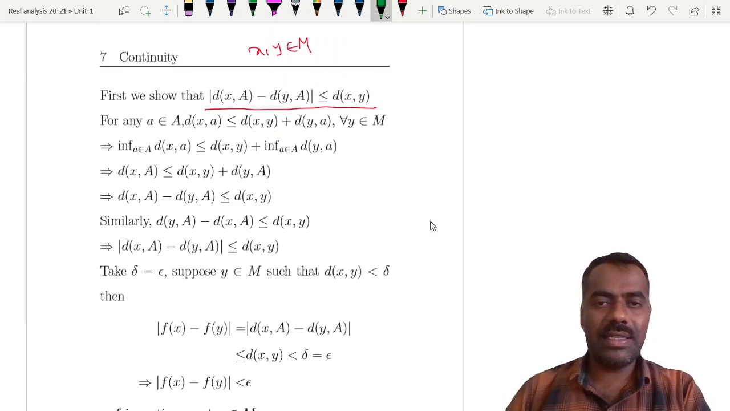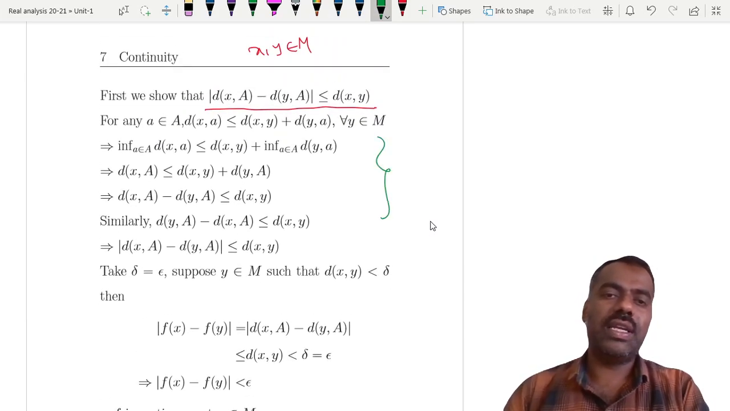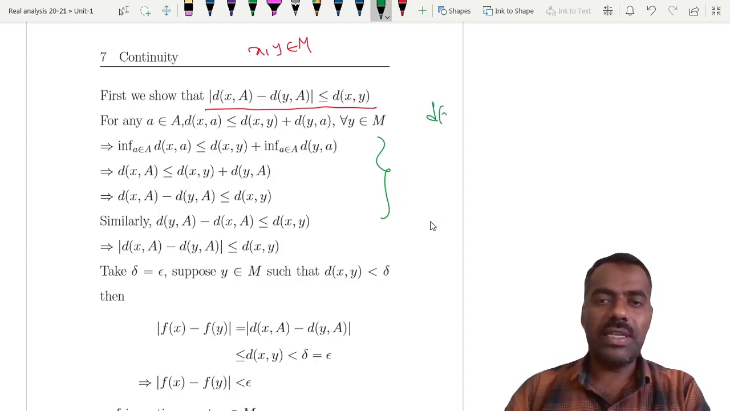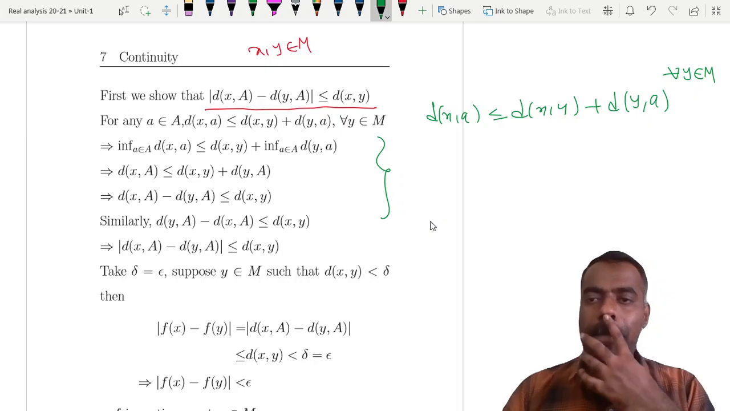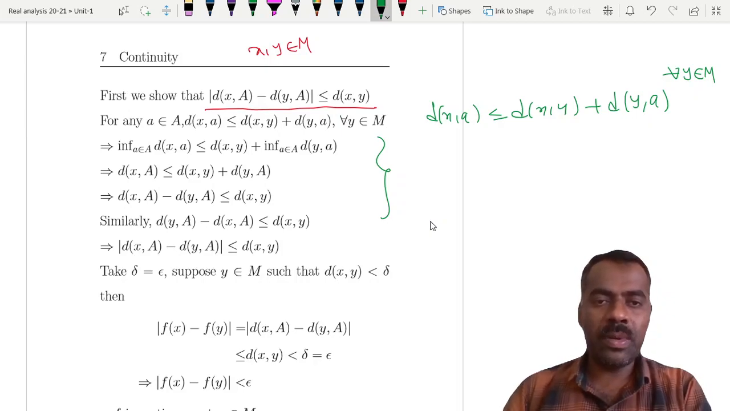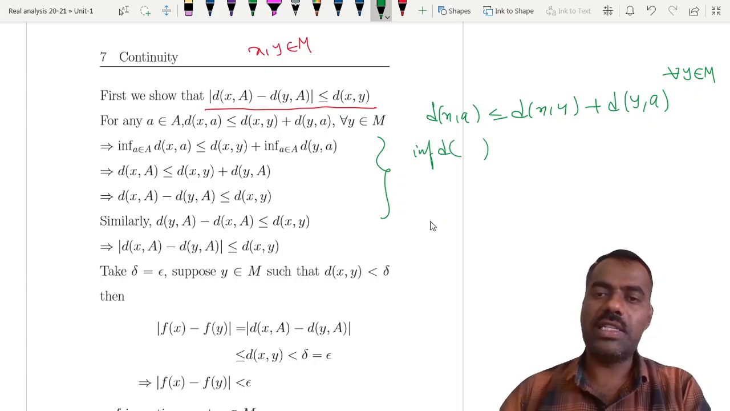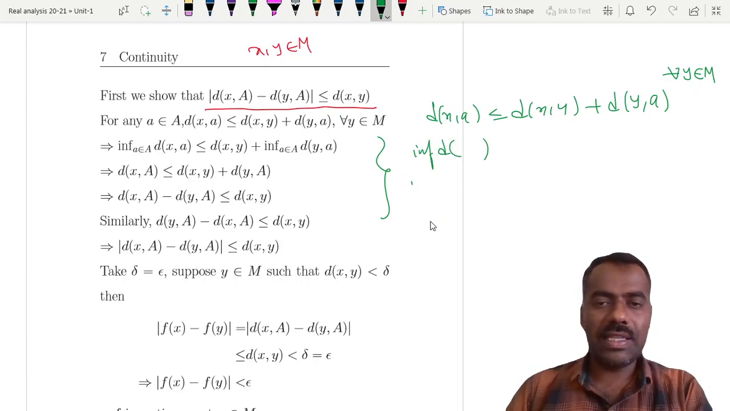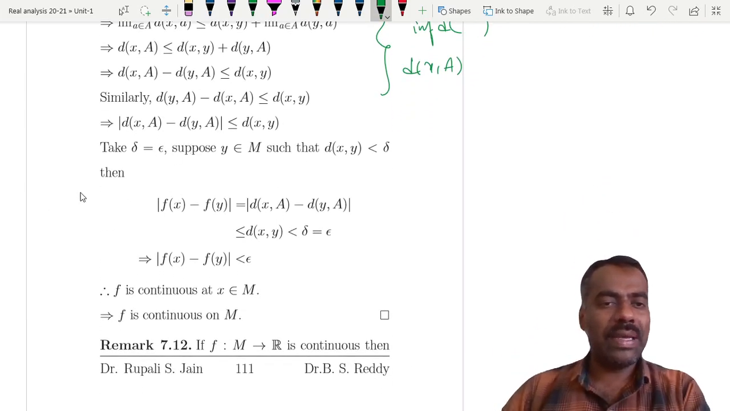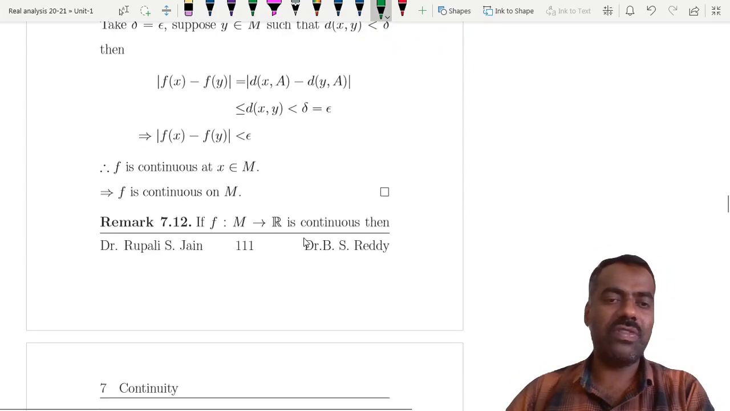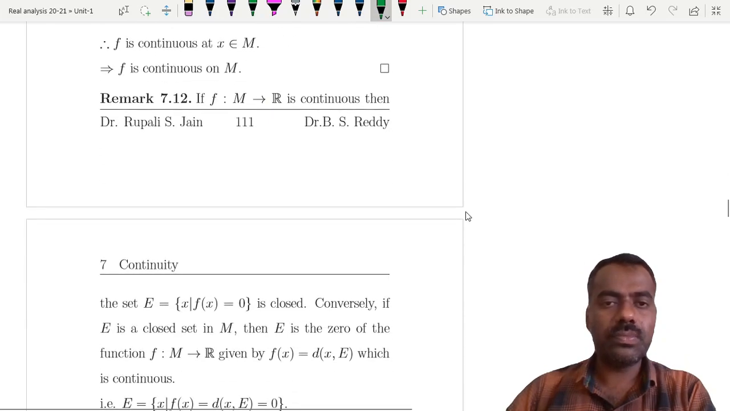So these are the basic things, using the triangle inequality. For any a in A, what is d(x, a)? Introduce y here: d(x, a) is less than or equal to d(x, y) plus d(y, a) for every y in M. Then, because a is in A, you can take the infimum of such things. So the infimum of this is less than or equal to the infimum of that, which is nothing but d(x, A), and you bring it here. Similarly, by replacing the roles of x and y, you can prove this, right? By taking delta the same as epsilon, you can show that f is continuous. So the distance function is a continuous function.